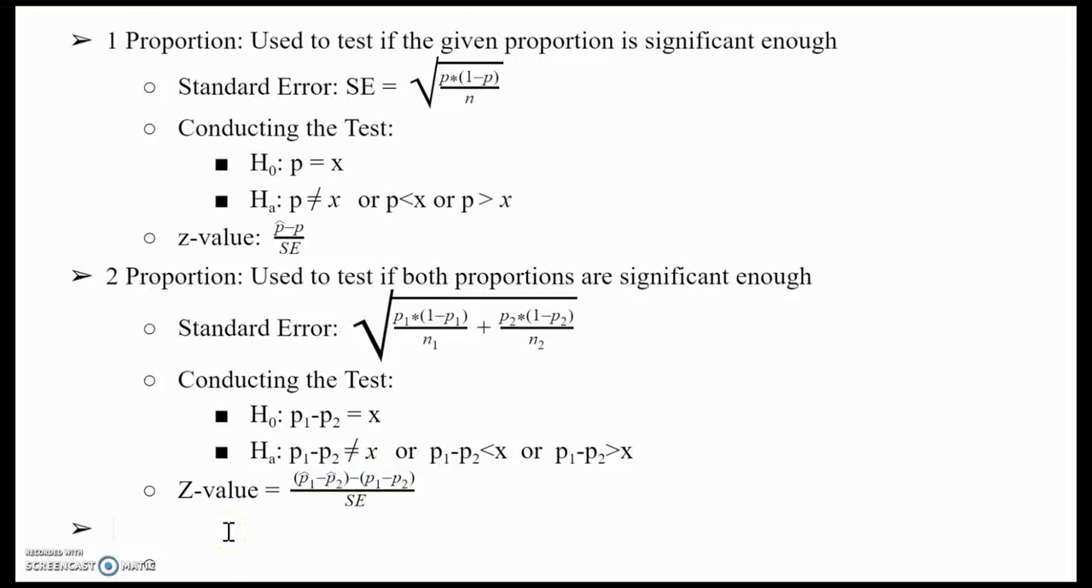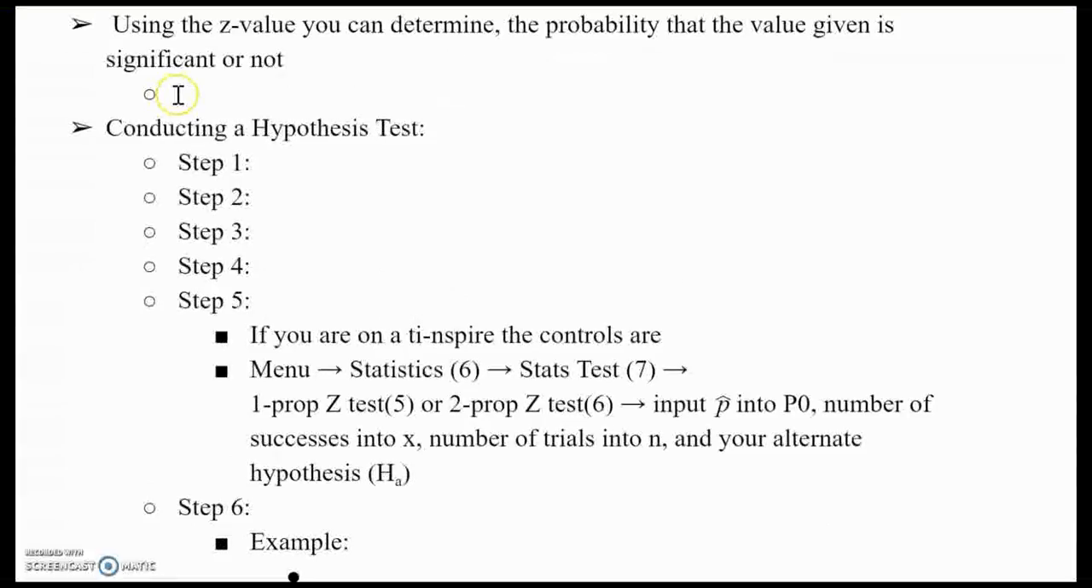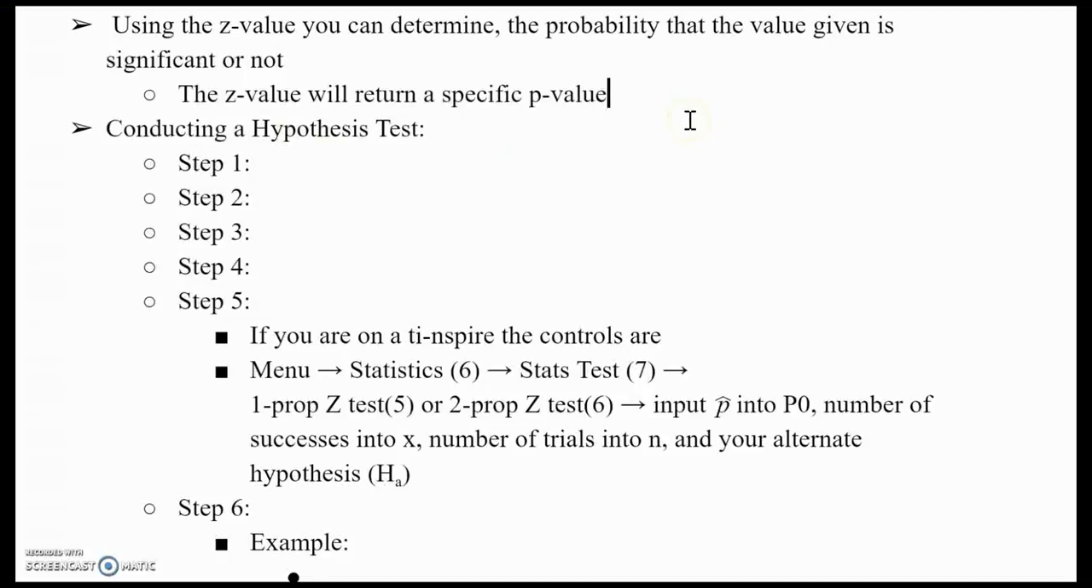Now, using your z-value, you can determine whether your given value is significant or not. Using the z-value, you can determine the probability that the value given, which is p-hat, is significant or not. Conduct your test, and the z-value will return a specific p-value. This p-value is what determines whether it is significant or not, and we will discuss it right here when we talk about conducting a hypothesis test.